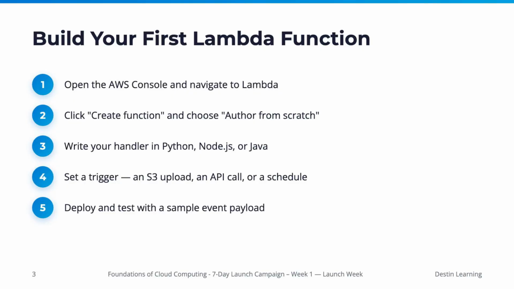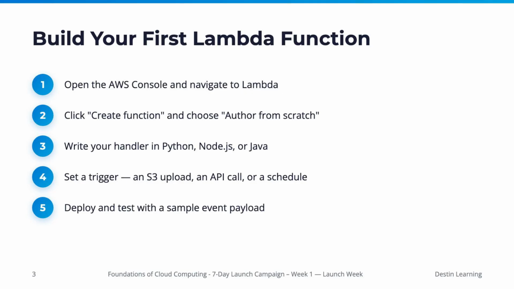First, you'll open the AWS console and navigate to the Lambda service. Next, click Create Function and select the Author from Scratch option. Then, you'll write your handler function using a supported language like Python, Node.js, or Java. After that, you'll set a trigger for your function, which could be an S3 upload, an API call, or even a recurring schedule. Finally, you'll deploy your function and test it with a sample event payload to ensure it's working as expected.